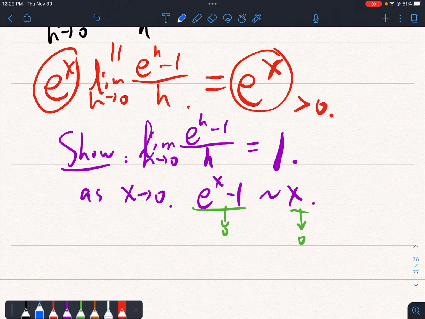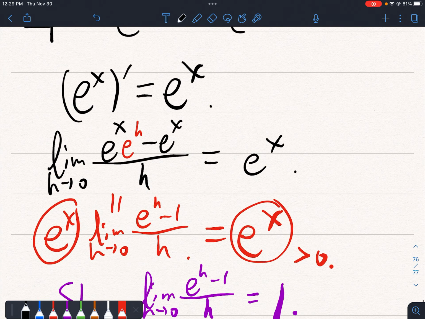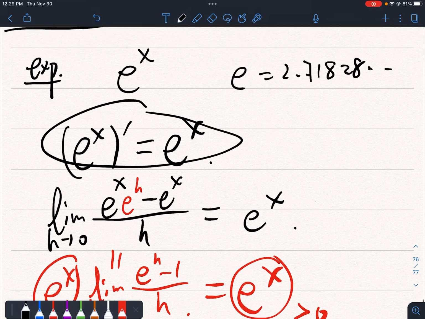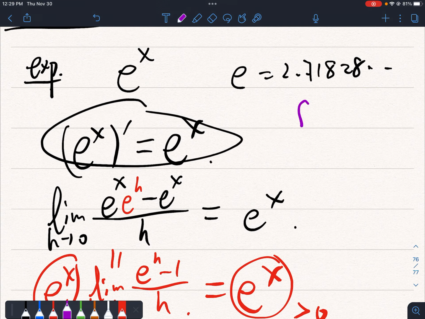But none of these will be simple. So we'll just skip that. I mean, we can prove it, but I will spend much more time on that. So we just take it for granted that e to the x is, up to a scalar multiplication, actually the only function whose derivative is itself.